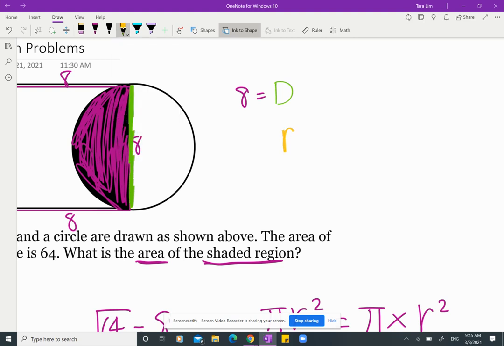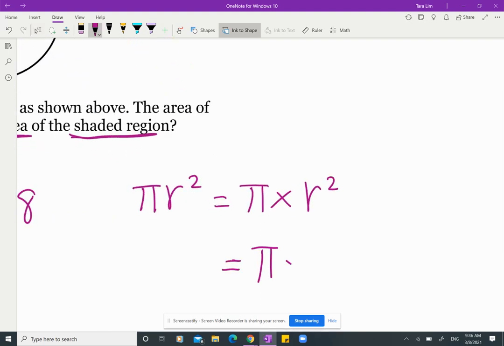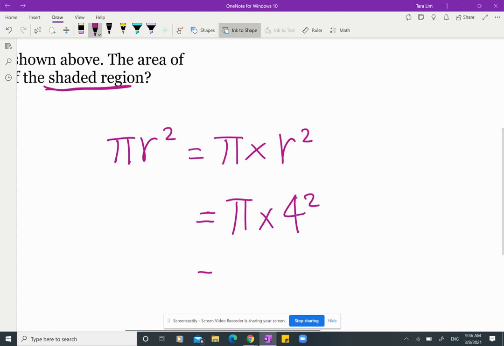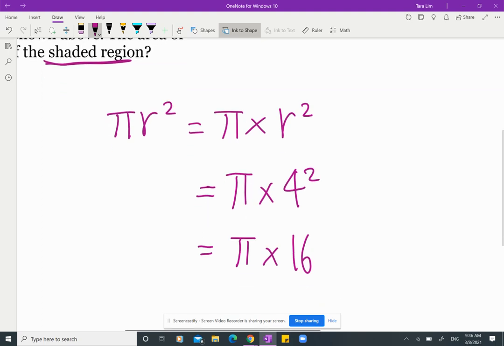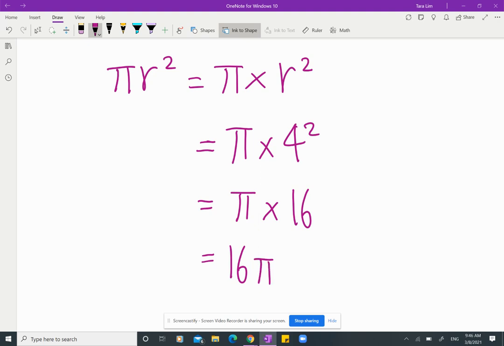And r, which is the radius, is half of the diameter. So if we want to know half of it, we will divide the diameter by 2. That gives us 4. So we know that r is 4, so that means pi times 4 squared. Now 4 squared is 16 because 4 times 4 is 16. So now we can just leave it like that, or we can just put it as 16 pi.